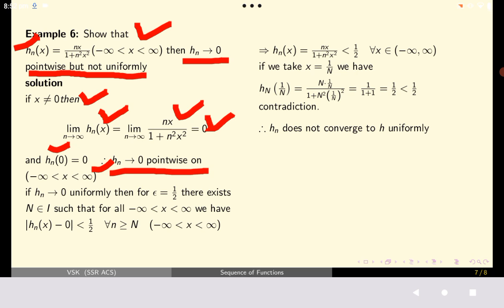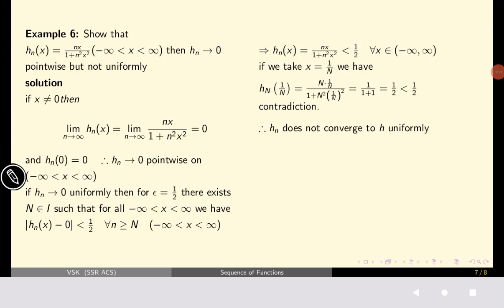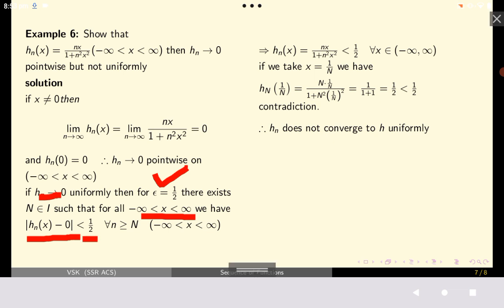Now if h_n converges to 0 uniformly, then again we take epsilon equal to 1 by 2 and we'll find some contradiction. For epsilon equal to 1 by 2, there exists some N belonging to the interval by definition, such that for all x lying in this interval, |h_n(x) minus 0| is less than 1 by 2 for all n greater than or equal to N. This is by definition. This implies h_n(x), that is nx upon 1 plus n squared x squared, is less than 1 by 2 for all x lying in this interval, and this is true for all x.